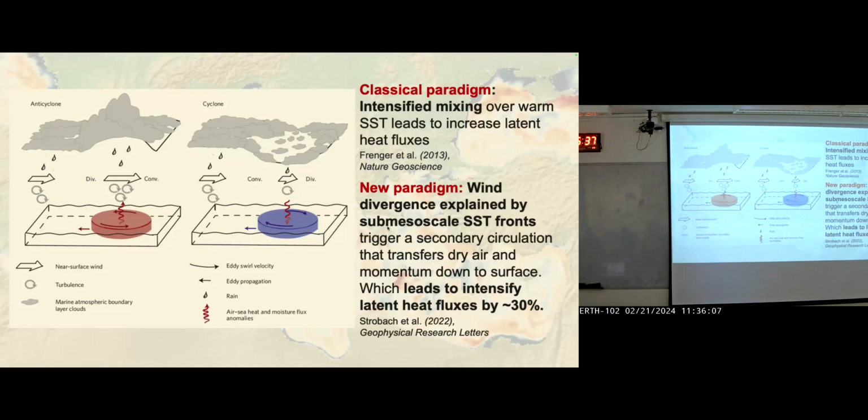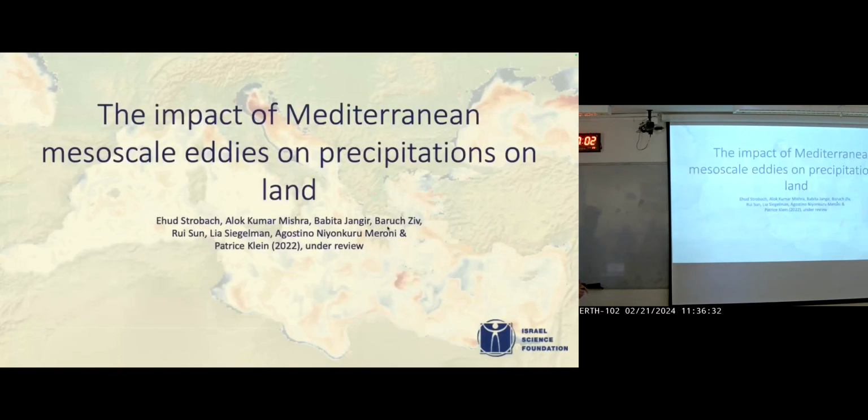And this, because of the wind divergence that we have at the front, triggers transfer of dry air and momentum into the surface. So in the end, we get a feedback that is stronger by about 30% more than what we expect from the classical paradigm. So this is about this study.